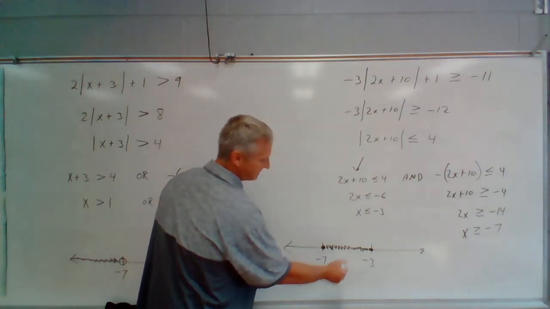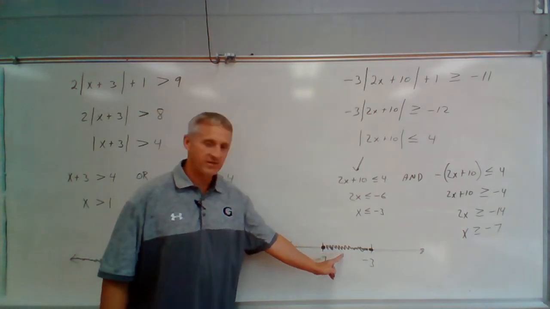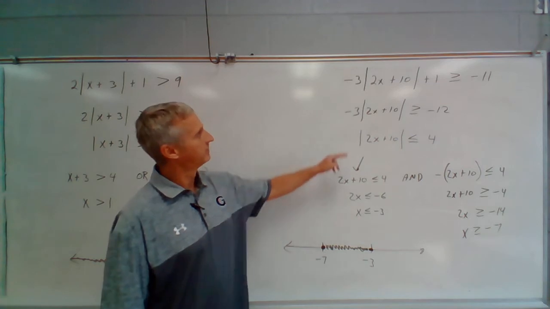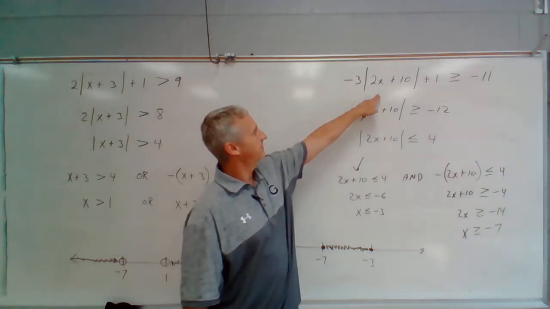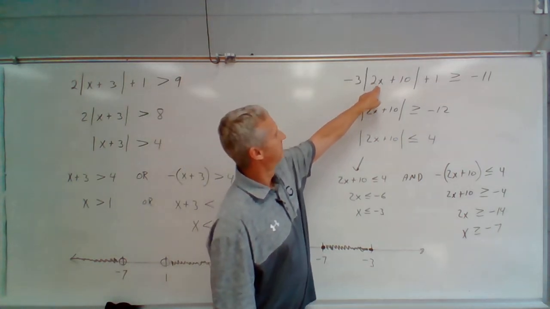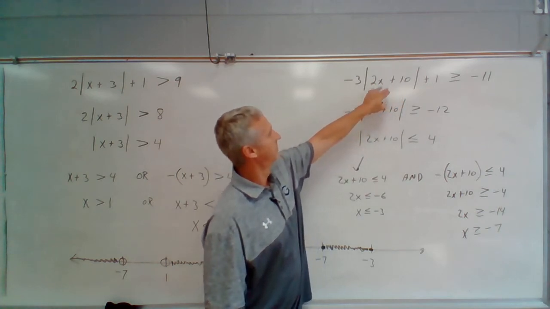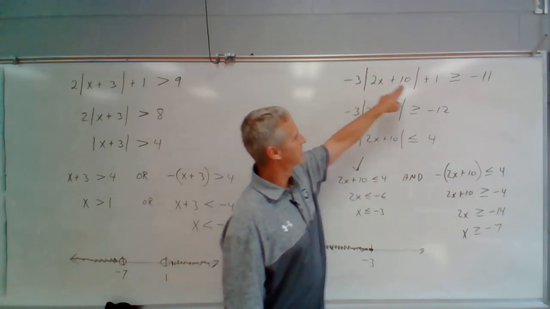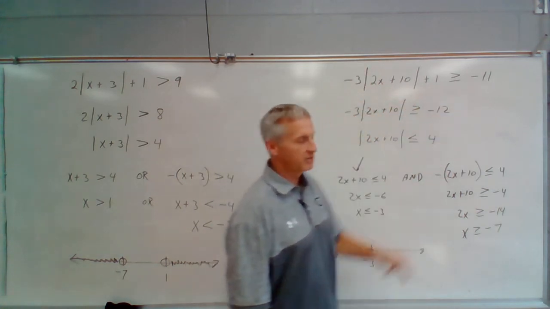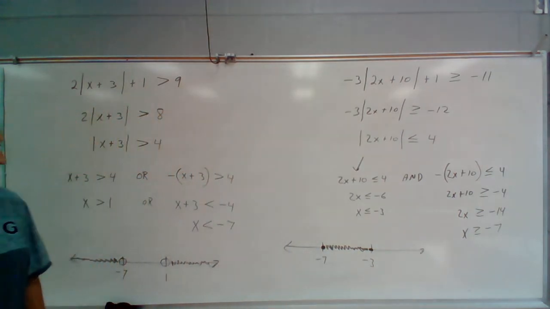Let's put in maybe negative 5. If I put in a negative 5, that should work. 2 times negative 5 is negative 10. Negative 10 plus 10 is 0. 0 times negative 3, that goes away. 1 is really greater than or equal to negative 11, so that works.